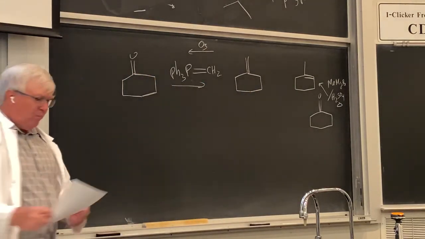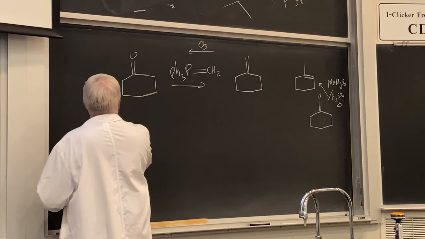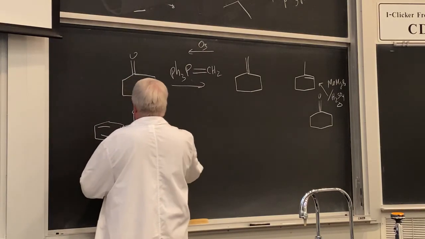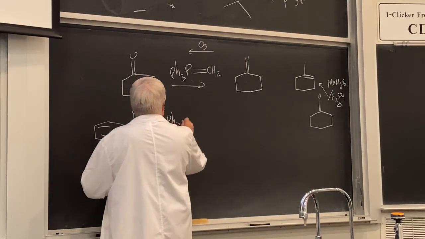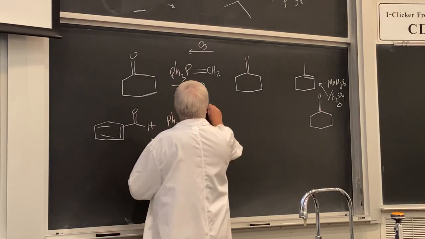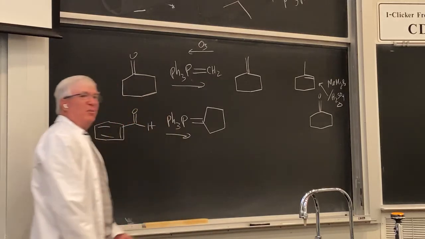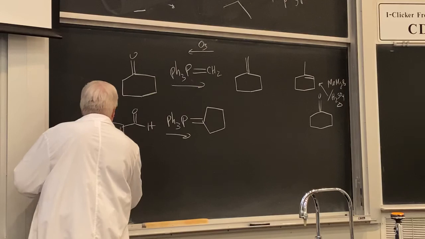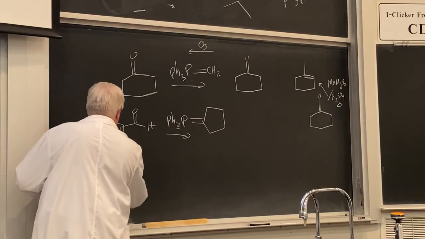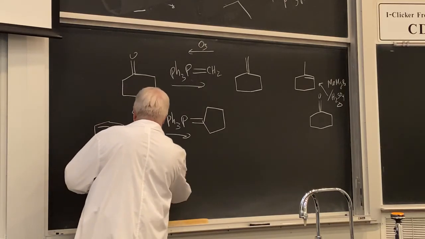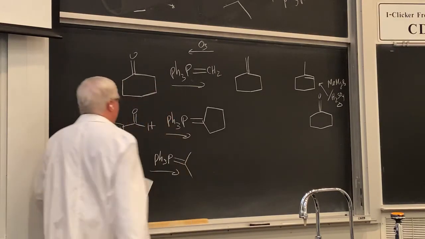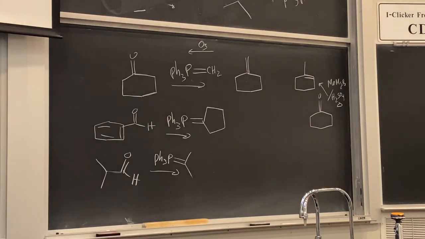Let's see. How about this variation? Let's have benzaldehyde. All aldehydes can work here. Triphenylphosphorane that has a cyclopentyl group built into it. Let's see if you can come up with that product. And how about this one? Isopropyl aldehyde here. And how about this Wittig reagent? Okay. If you want to pause the video and try those two problems, go ahead. Let's see what you come up with.